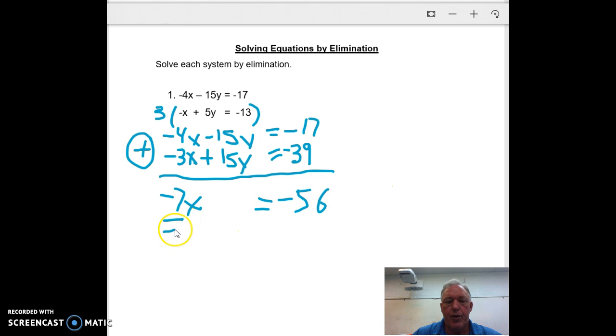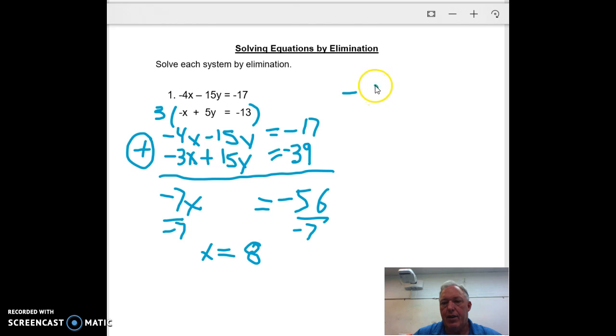So now in order to solve for x, we're going to divide each side of the equation by negative 7. And the x then will be equal to negative 56 divided by negative 7, which is equal to 8. So we found the number for the first variable, 8. Now what do we have to do? Plug x back into either one of these equations. I'm just going to use the bottom one because it's going to be the easiest to plug 8 in for x.